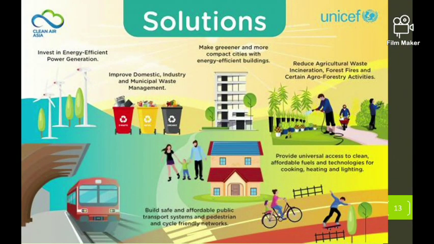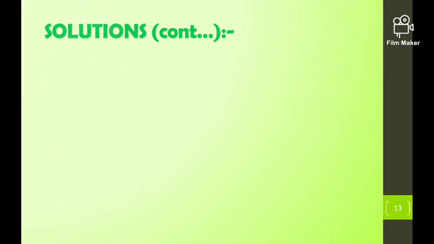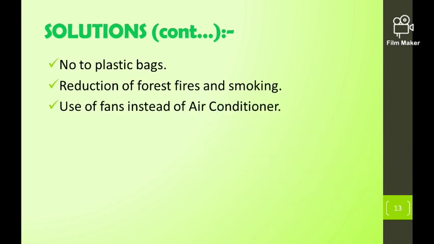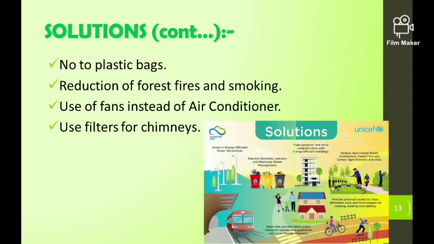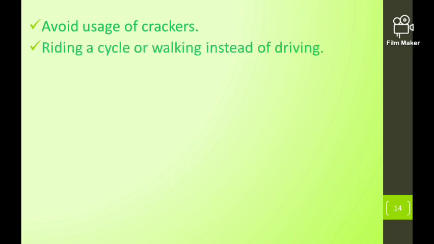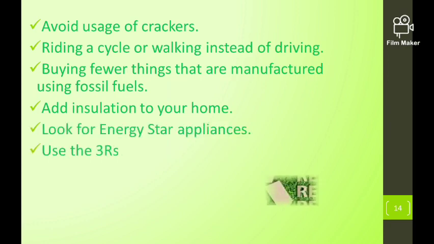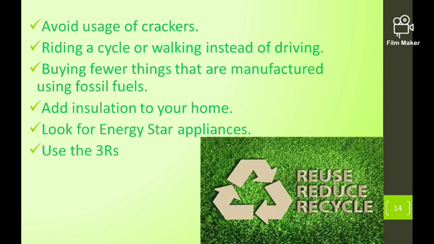of air conditioners. Some more solutions are: no to plastic bags, reduction of forest fires and smoking, use of fans instead of air conditioners, use filters for chimneys. Furthermore, avoid usage of crackers, riding a cycle or walking instead of driving a car or any vehicle, buying fewer things manufactured using fossil fuels, adding insulation to your home, look for Energy Star appliances, and try using the 3 R's method, which means reuse, reduce, and recycle.